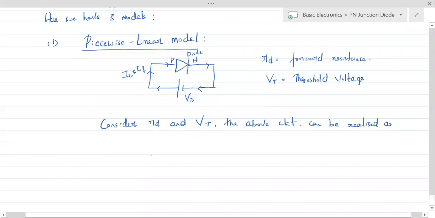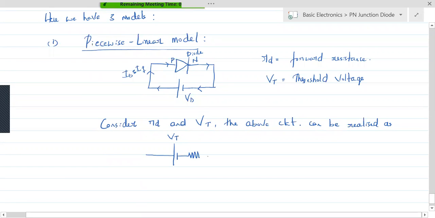It has to be replaced by, see here, you should take into consideration the threshold voltage and the forward resistance the diode is offering. And when it is forward biased, it is as good as a switch in on condition. That means switch in closed condition. So this is the diode. It is forward biased. It is conducting.